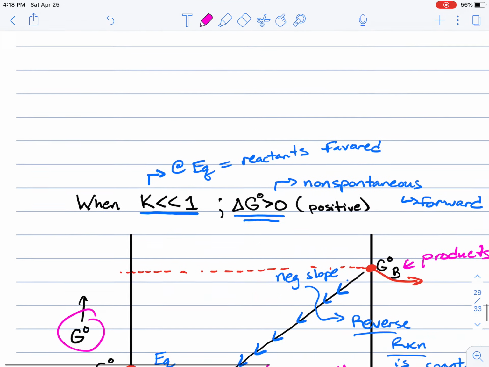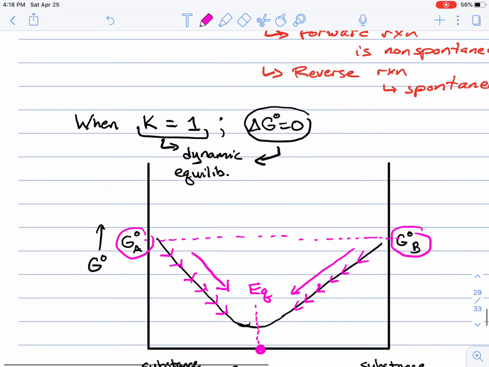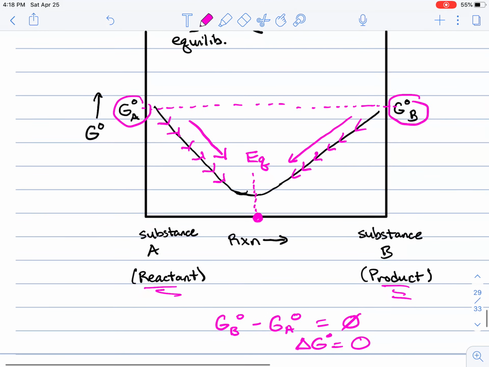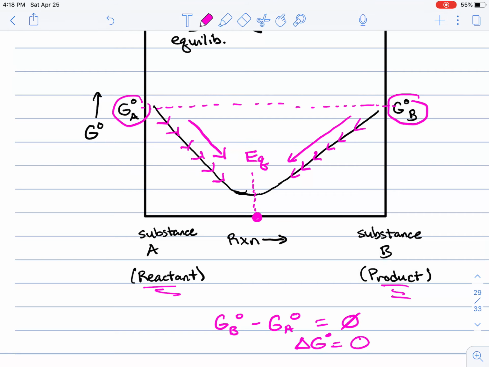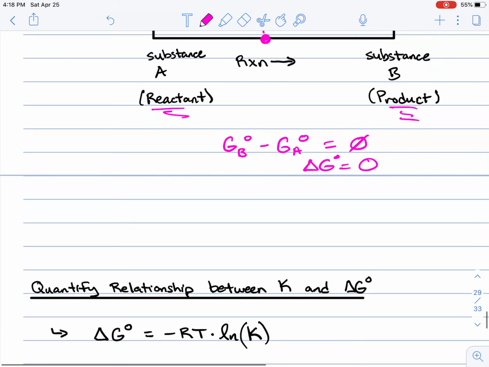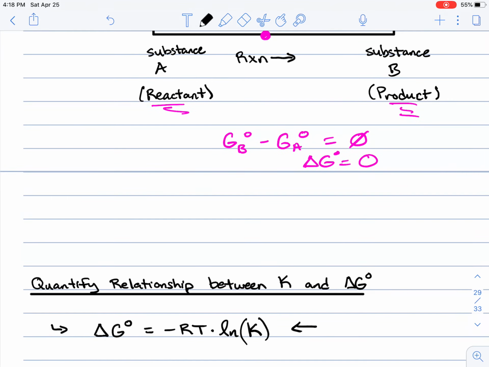Okay. All right, so now that we've discussed this qualitative perspective of the relationship between the Gibbs free energy and the equilibrium constant, we're going to go ahead and quantify the relationship between the two. And I'm not going to go through the derivations. I'm just going to go ahead and give you guys the equation. And so here we can quantify the relationship between the equilibrium constant and the change in Gibbs free energy under standard conditions.